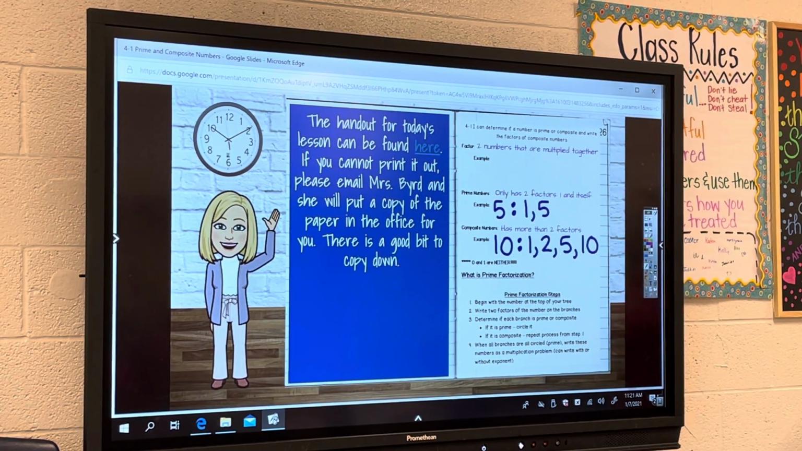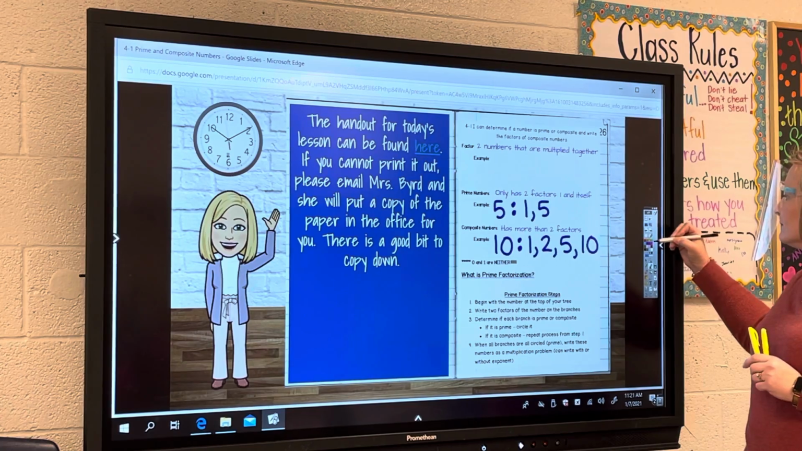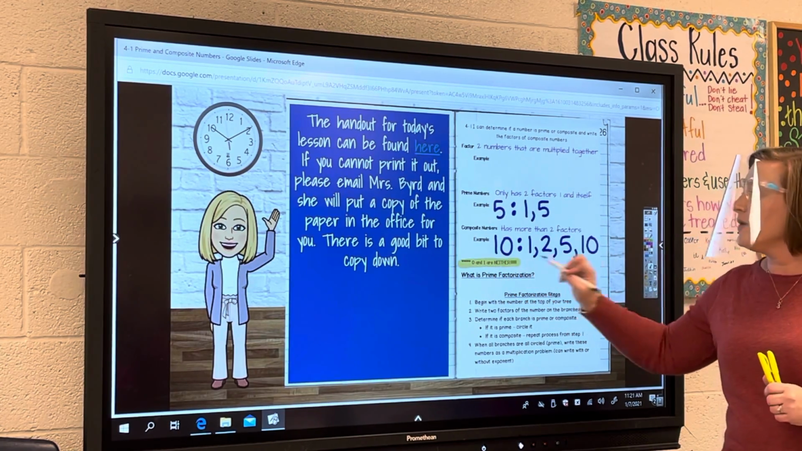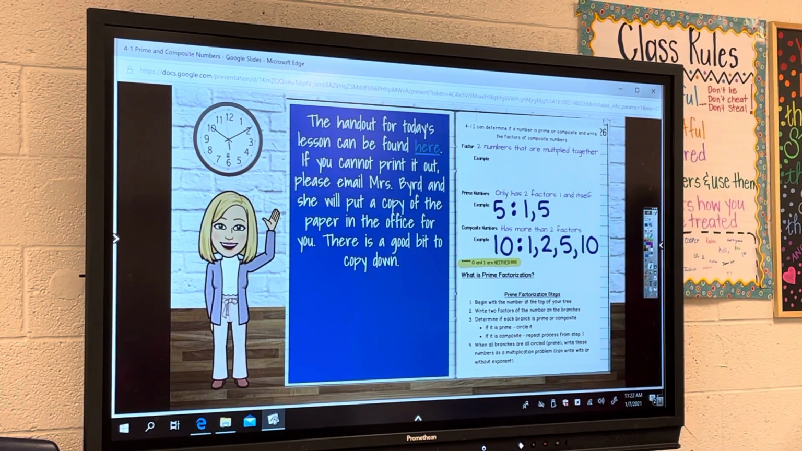All right, I want you to highlight that 0 and 1 are neither. 0 and 1 are not prime. Neither 0 nor 1 is composite, okay? It's not prime, it's not composite.